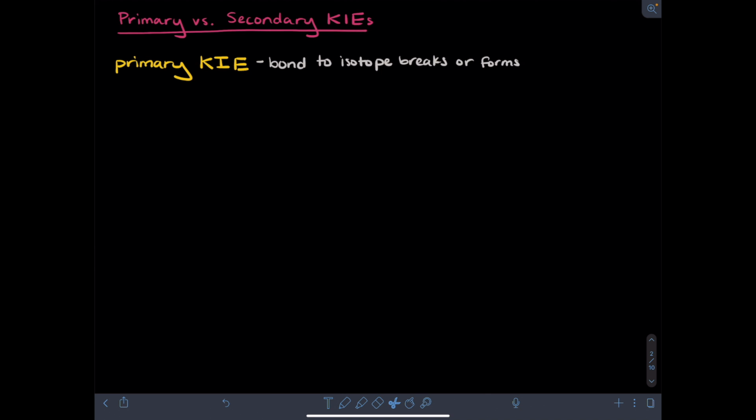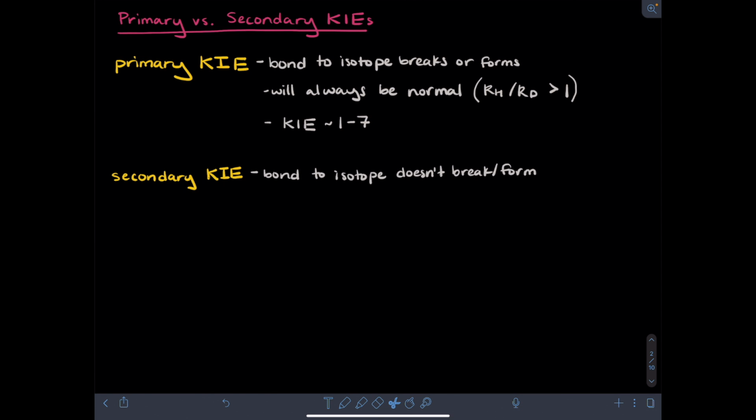As a reminder, primary kinetic isotope effects will involve the bond to the isotope breaking or forming. Primary kinetic isotope effects will always be normal, meaning that the KIE will always be greater than or equal to 1. This primary kinetic isotope effect will typically be between 1 and 7.